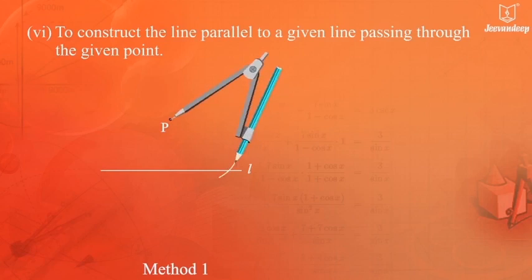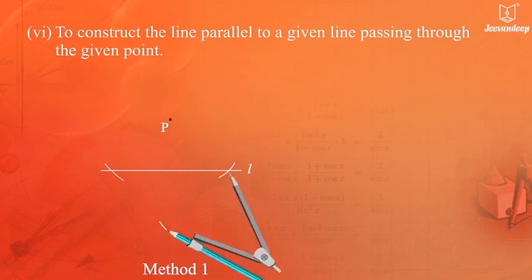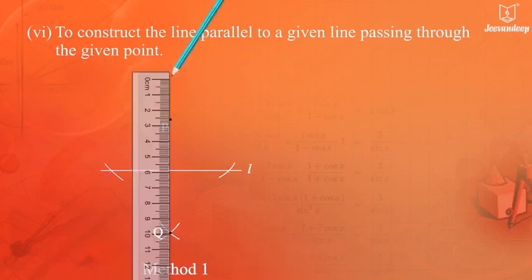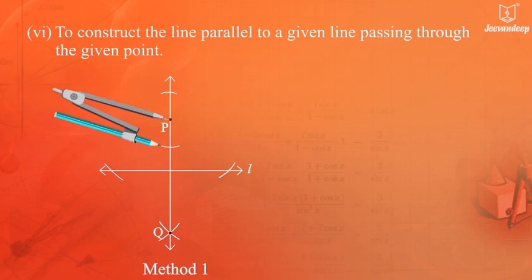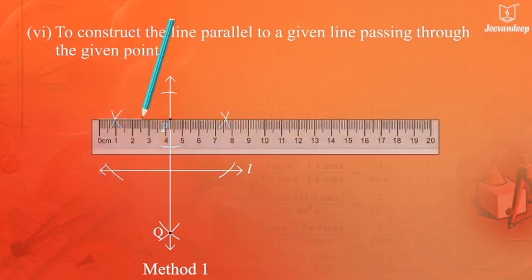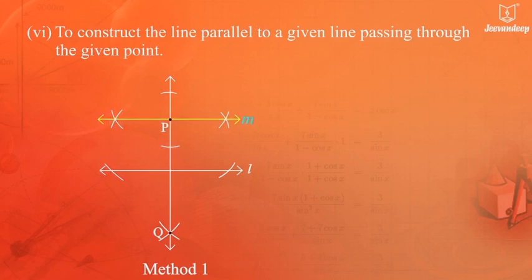6. To construct the line parallel to a given line passing through the given point. Method 1. Draw a perpendicular bisector PQ of line L from point P outside the line as shown previously. Draw another perpendicular bisector from point P on the line. Name this as line M. Line M is parallel to line L.